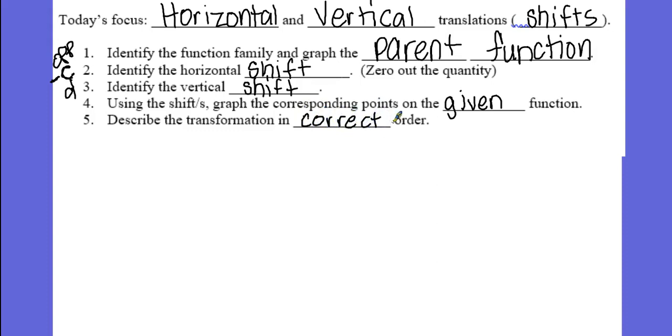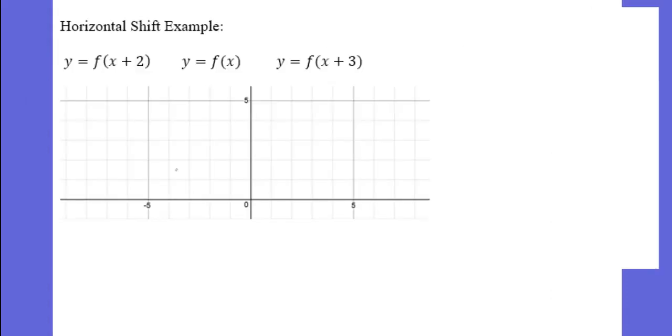We're going to do some examples so that you understand everything that we're putting in words. Okay, so colored markers, here we go. We're going to start with a horizontal shift example.